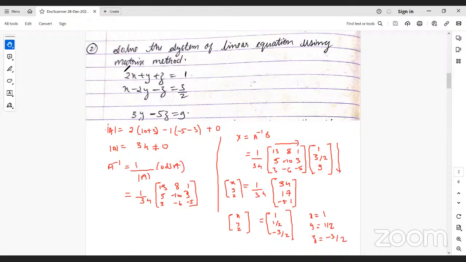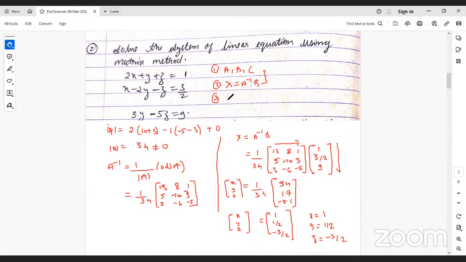Two we have already discussed, the other two we will be discussing based on the matrix method. Once again, the first step is to find the matrices A, B and C. Second, we need to write X is equal to A inverse B. One mark will be given for writing these two steps.